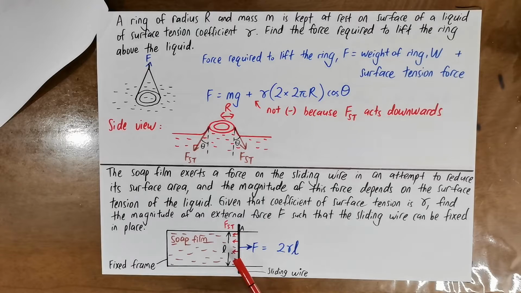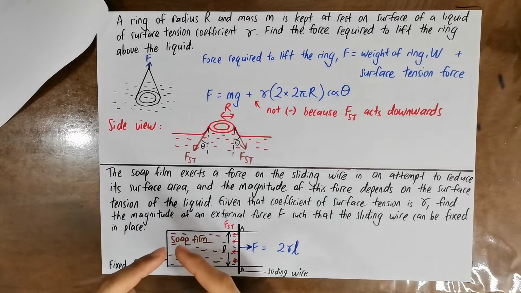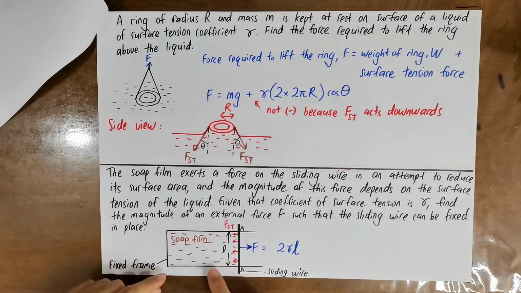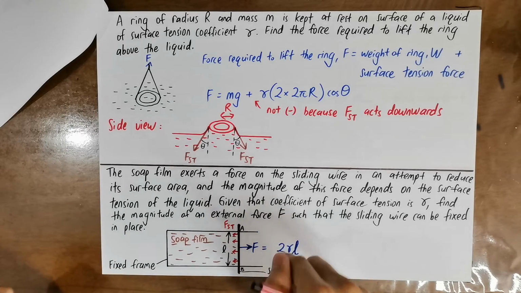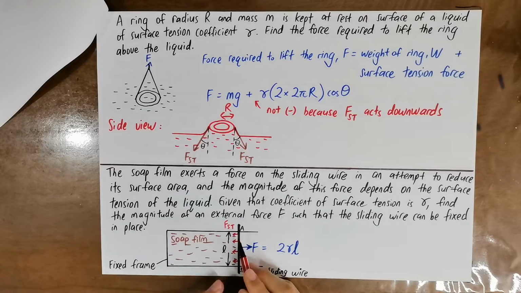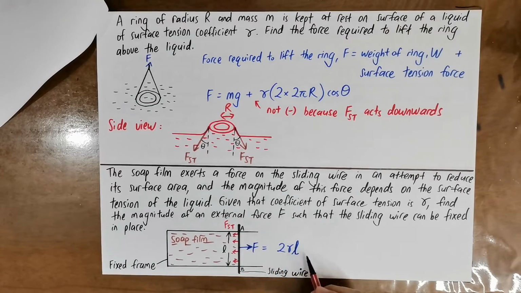The effective length here is 2L. Because remember that this is the surface of the soap film. You have your upper surface and then you have your lower surface. For the upper surface we have one length here. For the lower surface, we have another length here. So the effective length is actually 2L. So the surface tension force is actually gamma times 2L.